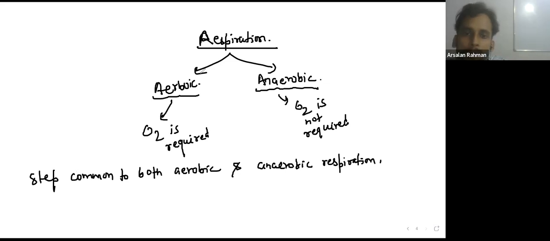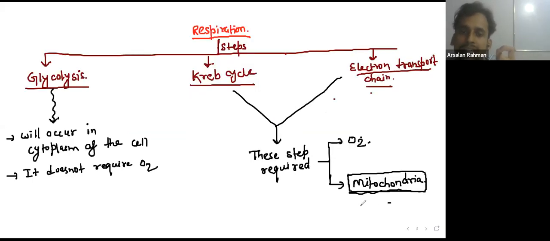What have I told you? What is aerobic respiration? That type of respiration which requires oxygen is called aerobic respiration. That respiration which does not require oxygen is called anaerobic respiration. I have told you there are three steps in respiration: glycolysis, Krebs cycle, and ETC, the electron transport system.